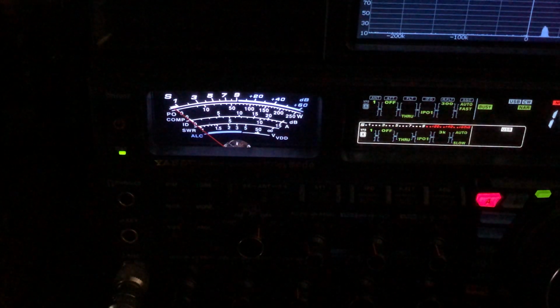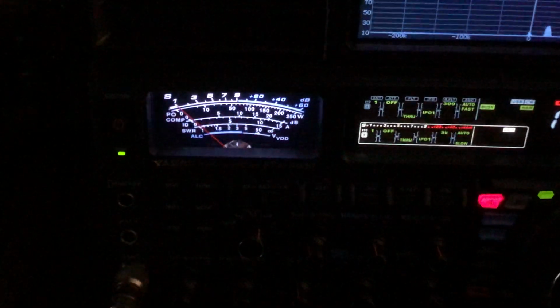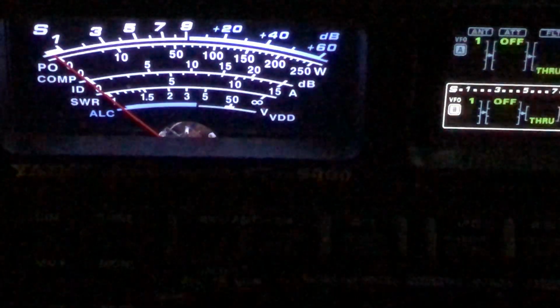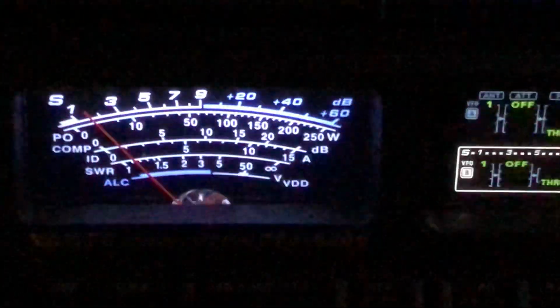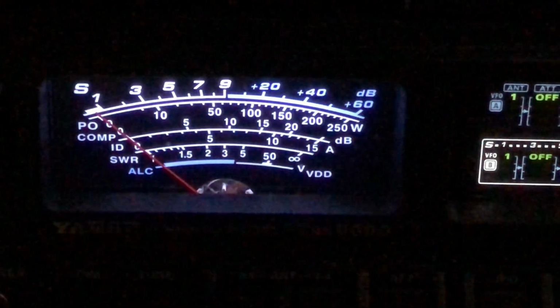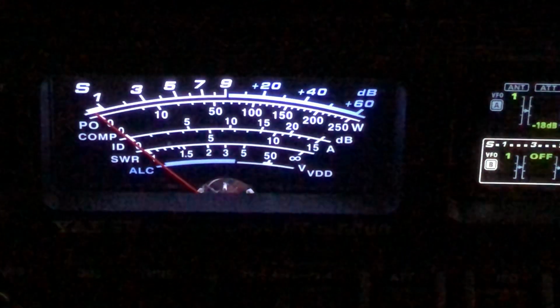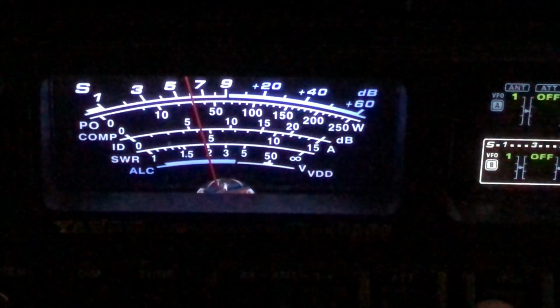So let's say that I'm talking to somebody on 75 meters, and they've got a 20 over on me. So the meter is, let me zoom in. The meter is deflecting at plus 20. Here we go. Let me find somebody, see if there's anybody strong on there I can use as an example.